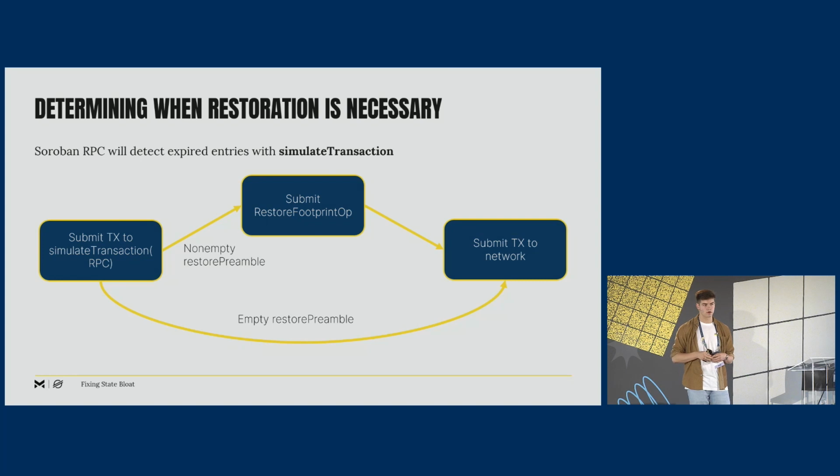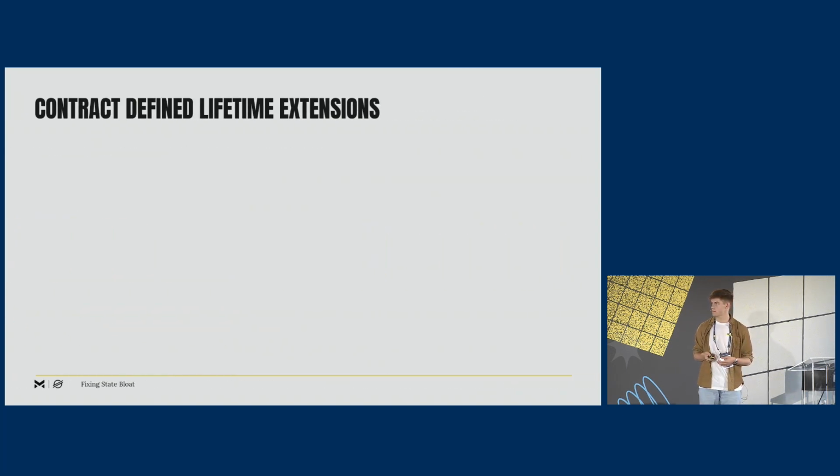However, if that restore preamble is non-empty, that indicates that the keys in that restore preamble have expired and your transaction needs them. So before you actually submit your transaction to mainnet, you will need to take those keys, attach them to the footprint of that restore operation we talked about, and then submit that operation first. Then, once you've submitted that operation, your entries will be considered live, and you can go ahead and submit the original transaction to the main network, and it should work because all the entries it touches have now been made live.